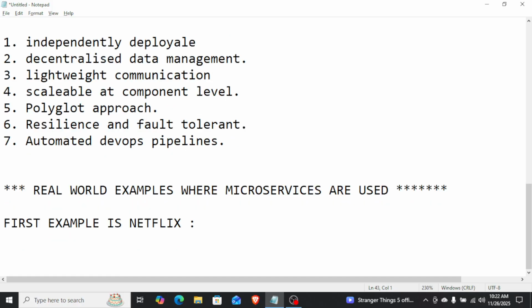Our first example is Netflix. It serves around 200 plus million users.